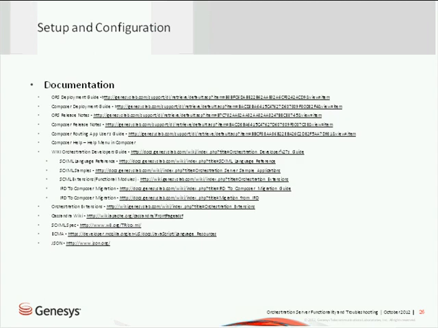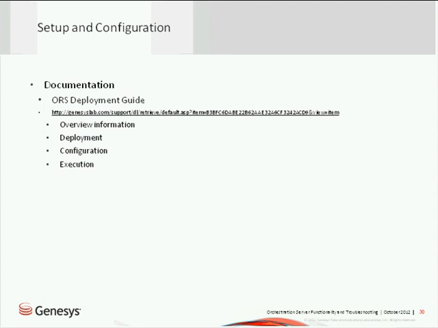So documentation, there's a pile of different places you can grab documentation for Orchestration Server. We'll just kind of briefly browse through some of them. So the ORS deployment guide, this is where you go if you want to get your overview information, your deployment information, your configuration information for options, and your start and stop procedures. So just like any of the other deployment guides. Composer, same thing. There's the link if you want to go grab it. It's got the overview information, deployment information, configuration, and execution. It's just a GUI, so there's not much on the execution.